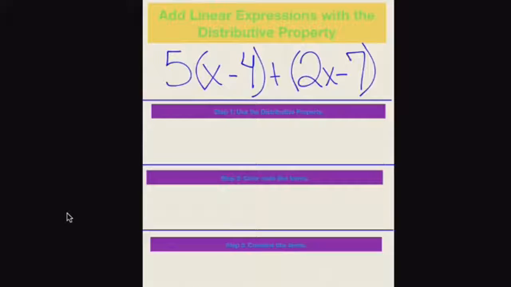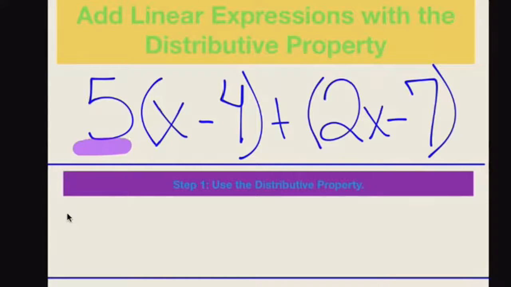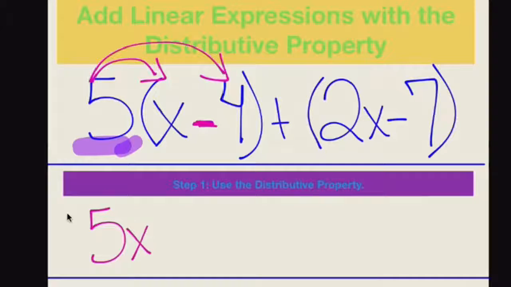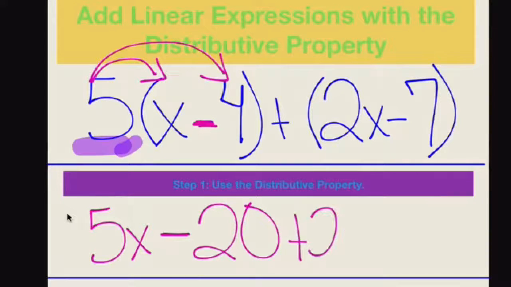Alright, let's try one more like that. So again, you can see we've got this number outside the parentheses, right next to the parentheses. So we're going to need to distribute it to each term within the parentheses. And note that this time we have a subtraction sign in the parentheses. So we're going to start with 5 times x, which is 5x, minus, since we have a subtraction sign, 5 times 4, which is 20, plus 2x minus 7.